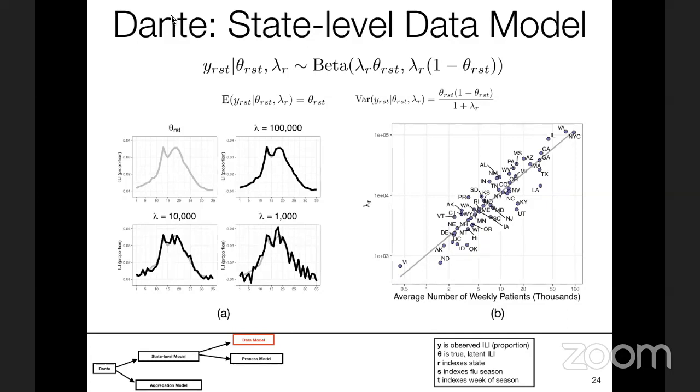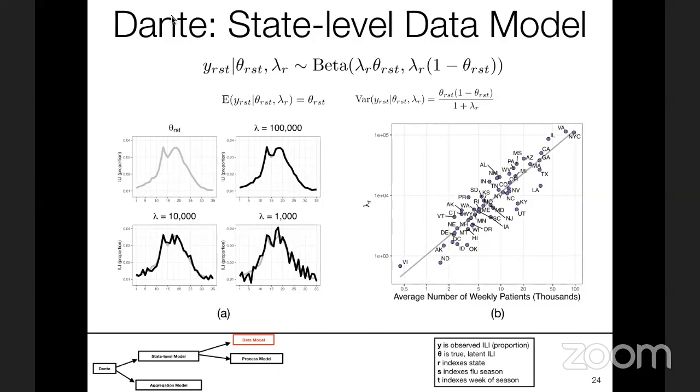And so when lambda R is big, the variance is small, and that's what we would expect to see when we have a much smoother or stronger signal like the Virginias. When lambda is small, the variance is big, and that's reflecting a much noisier time series.